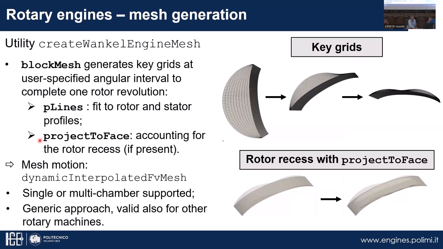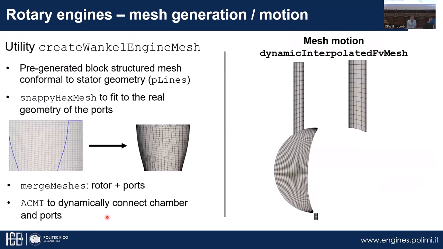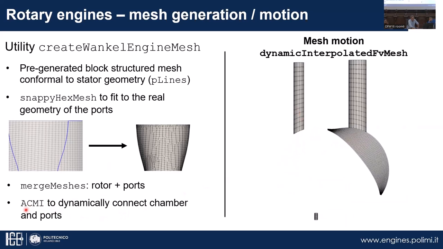at different crank angles, and project to face so that it is possible also to account for the recess on the rotor surface. The mesh motion, since all these meshes are topologically consistent, is done with the dynamic interpolated mesh. The approach supports a single chamber or multiple chambers, and it is generic, so it could be extended also for other rotary machines. The port grids are generated with an extruded mesh and a block mesh that fits to the stator geometry, and then the dynamic connection between the ports and the chamber is done by means of the arbitrary coupled mesh interface.